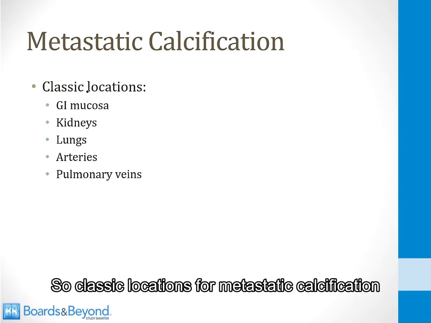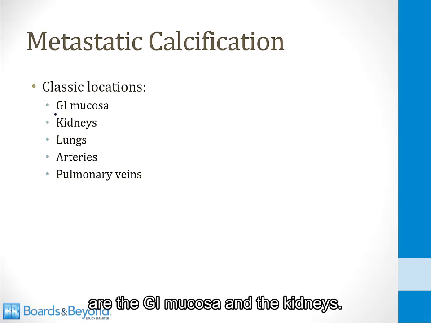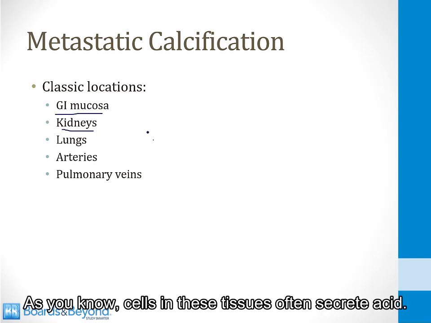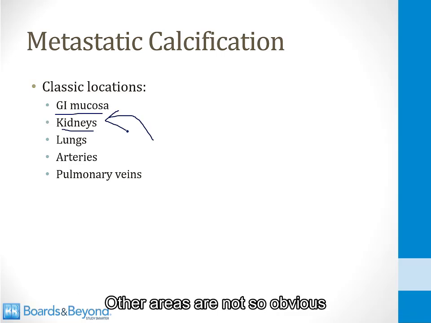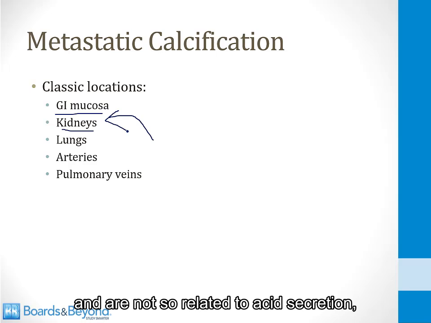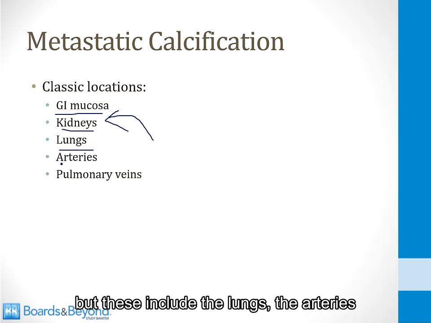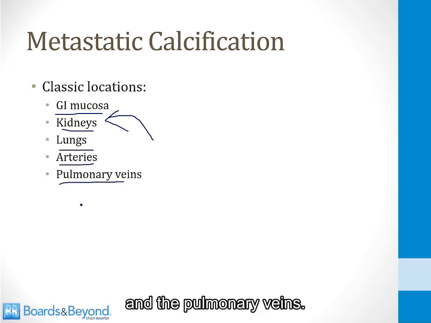So classic locations for metastatic calcification are the GI mucosa and the kidneys, and as you know, cells in these tissues often secrete acid. Other areas are not so obvious and are not so related to acid secretion, but these include the lungs, the arteries, and the pulmonary veins.